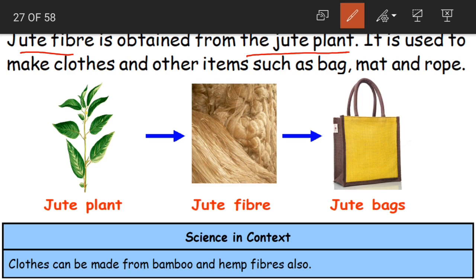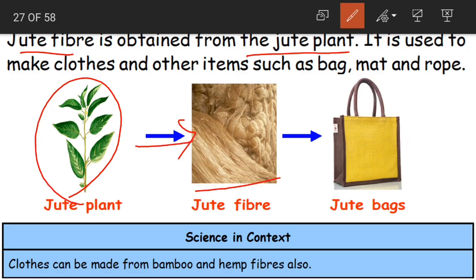This is obtained from a plant called the jute plant. See here, you can see this light brown colored substance, which we call jute fiber. It is used to make clothes and other items such as bags, mats and ropes.